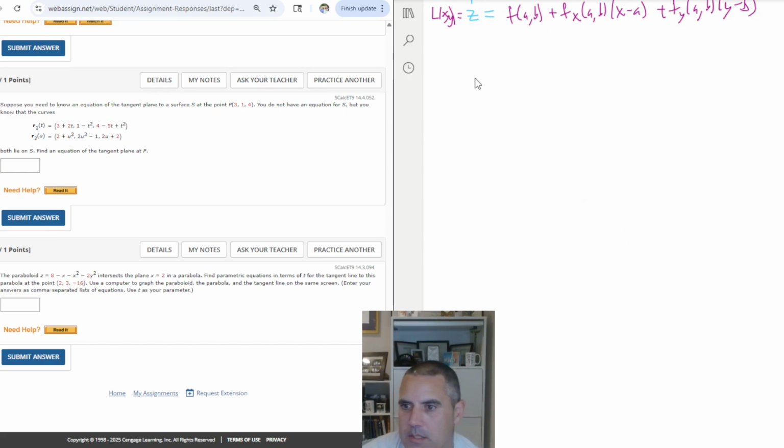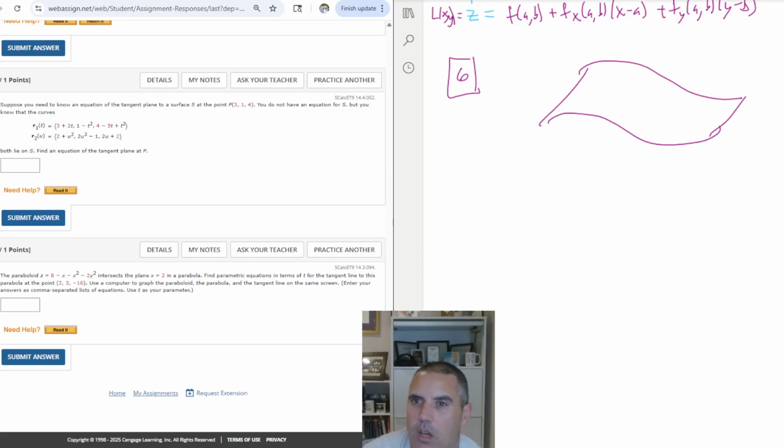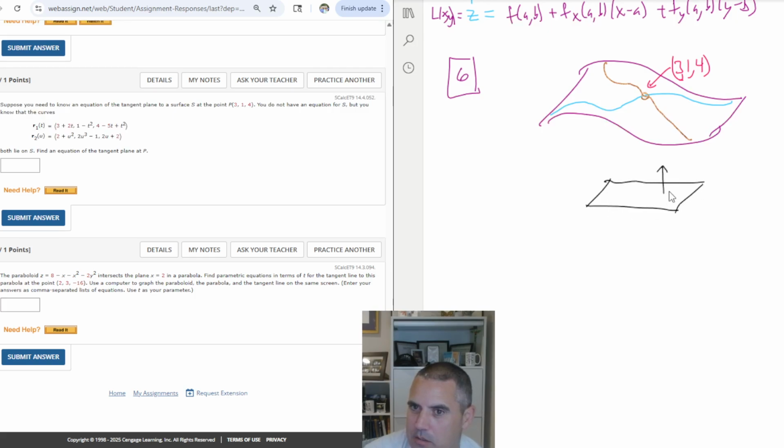So I'm sure there will be discussion in chats about this. But 6 says, imagine you have a surface and you do not know the equation for it. But you do know 2 different paths that walk around it. One that walks like this and one that walks like this. And there's a point here where they meet. And the point where they meet is this point 3, 1, 4. And the question says, can you find the tangent plane? And you cannot use the formula because you don't know the surface. So you're back to square one.